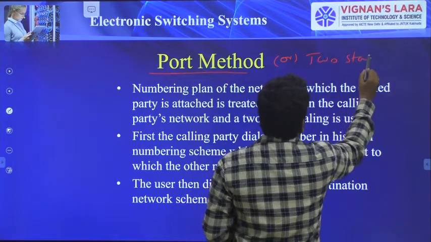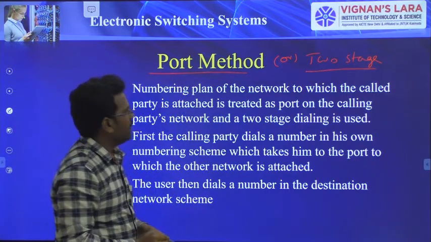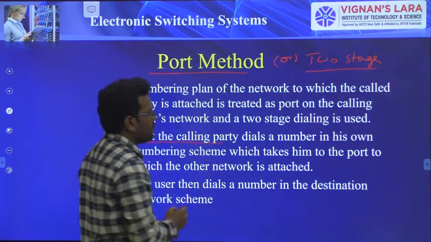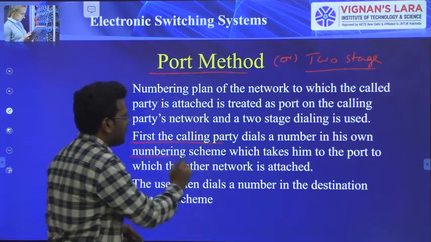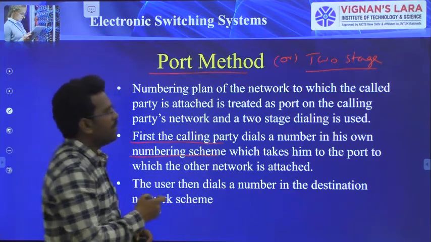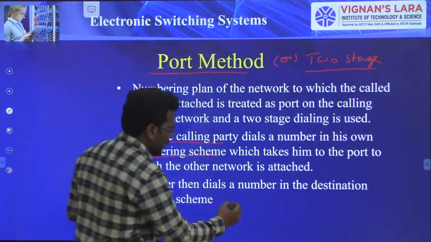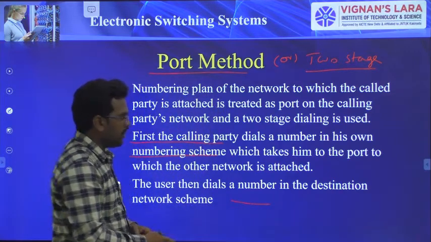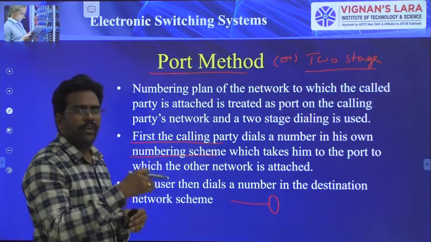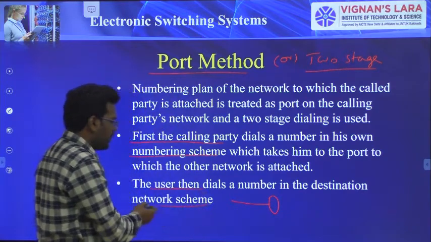The name itself indicates it is done in two stages. So in the first stage, the calling party dials a number in his own numbering scheme, which takes him to the port to which the other network is attached. You can call them the calling party and the called party. Up to here they follow one numbering scheme. Whenever they reach the port, meaning the interface of another network, the user then dials a number in the destination network scheme.